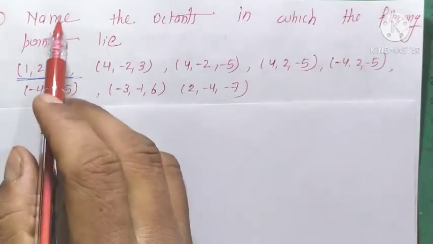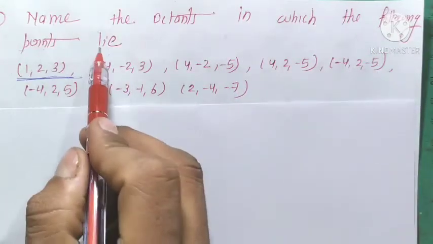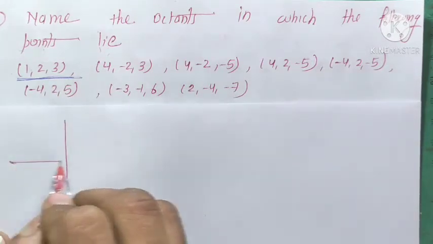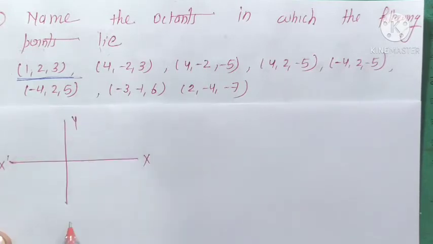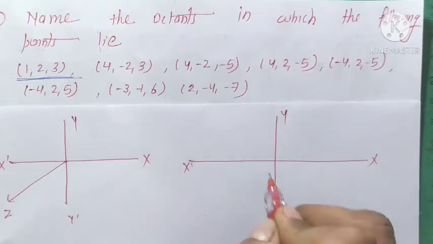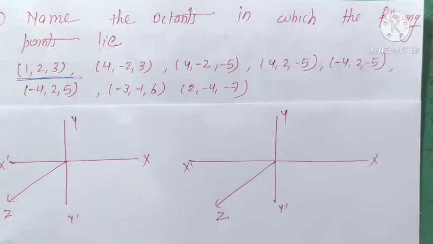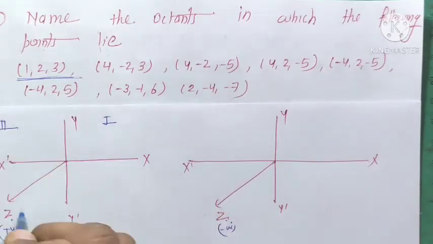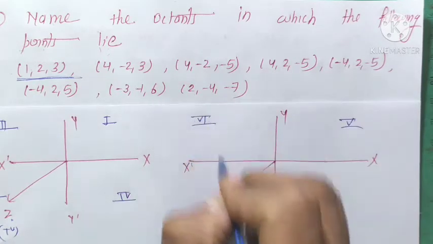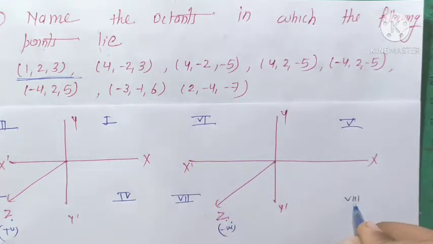So here you can see: name the octant in which the following points lie. Firstly, we know that there are 8 octants, and this is the z. x dash, y dash, this is the z. Here we take z positive and here we take z negative. Negative z, here positive z. First, second, third and this is the fourth, fifth, sixth, seventh and this is the 8th.